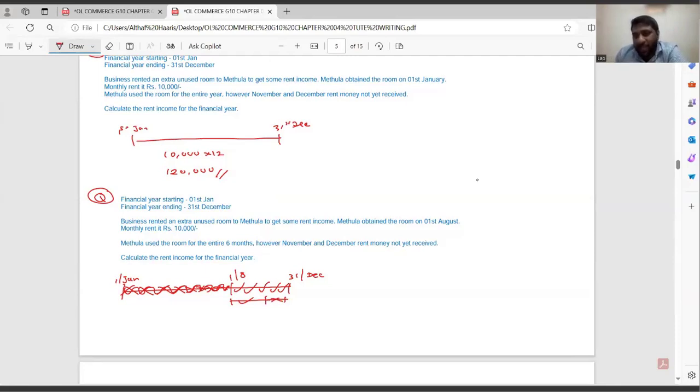Is that relevant for us? Ubaidullah and Afti, you tell me. Money received or not received, when you are calculating the income, is it relevant? I told you, no. Not relevant. Then you see the period from here to here is 5 months. Each month 10,000, for 5 months, 50,000 is the rent income. Very good, Ubaidullah.